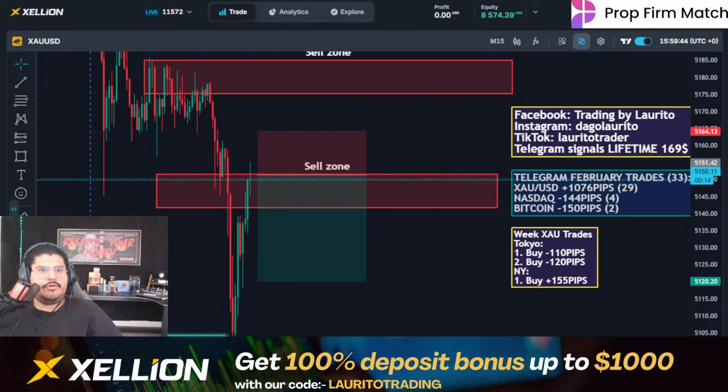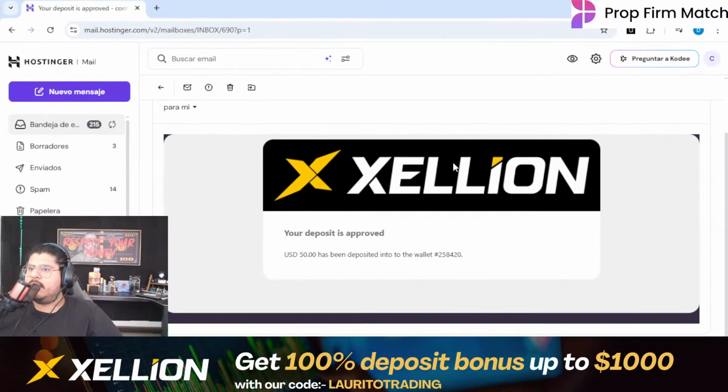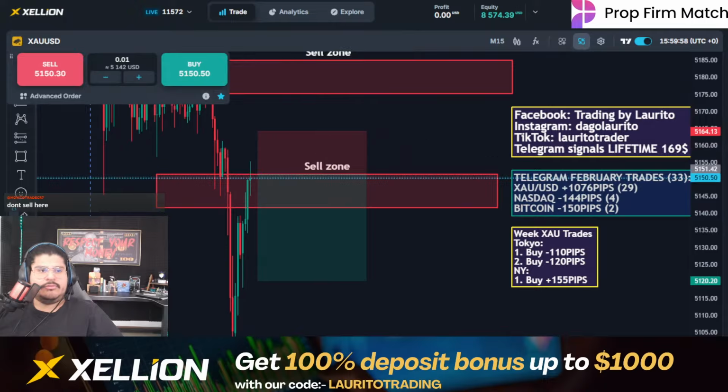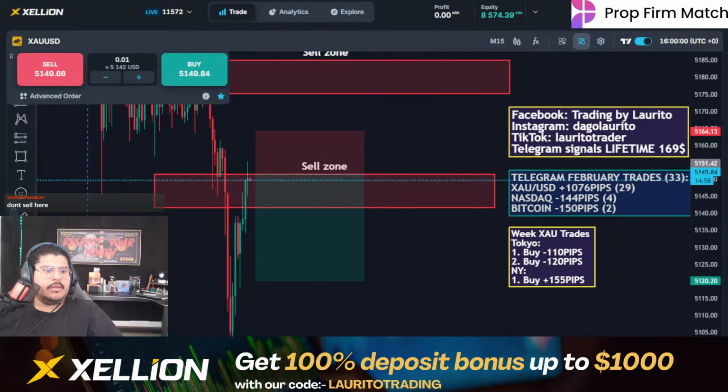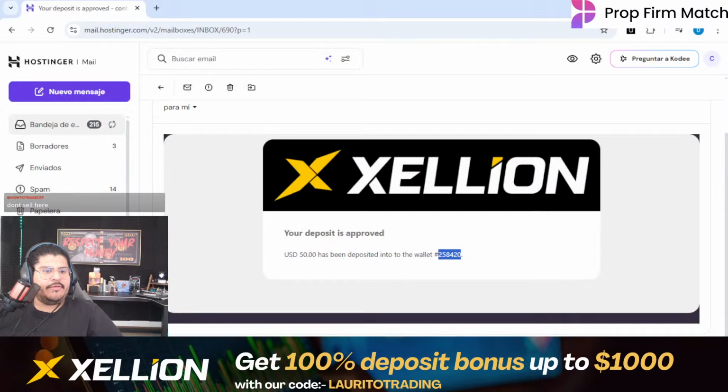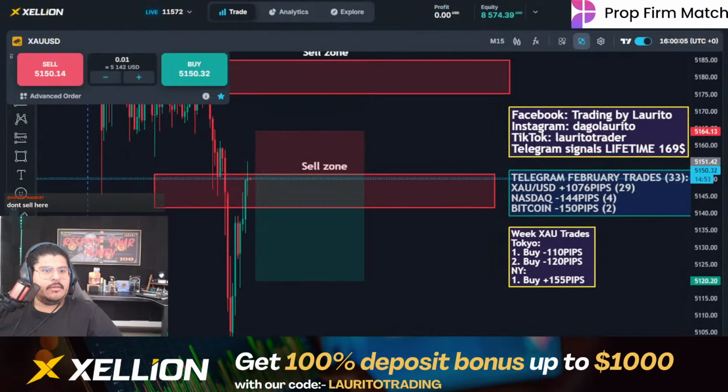And then you receive the deposit here, $50, by email. Your deposit is approved to the account 258420, and that's all. Okay, so be clear of that. And you will receive this through your personal account with not too many issues, and it will be added to your trading account.